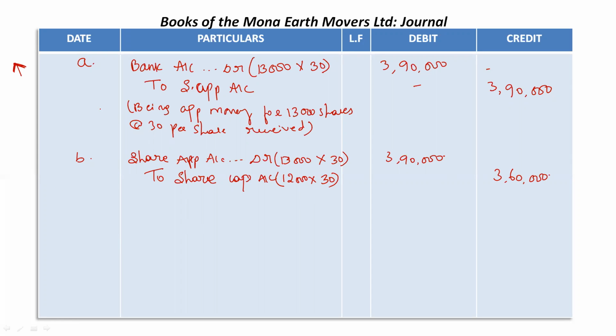Okay, now see what happened. When we received application money, we debited our bank account, right? Our bank account was debited because we received application money.